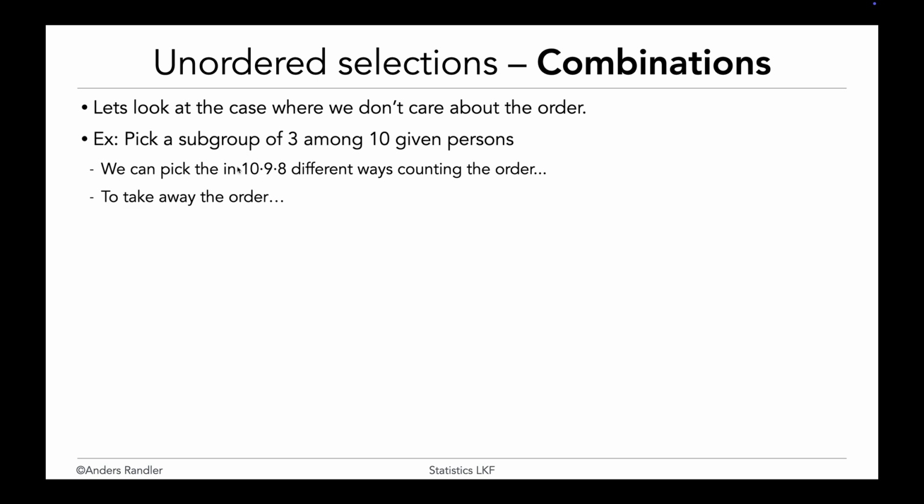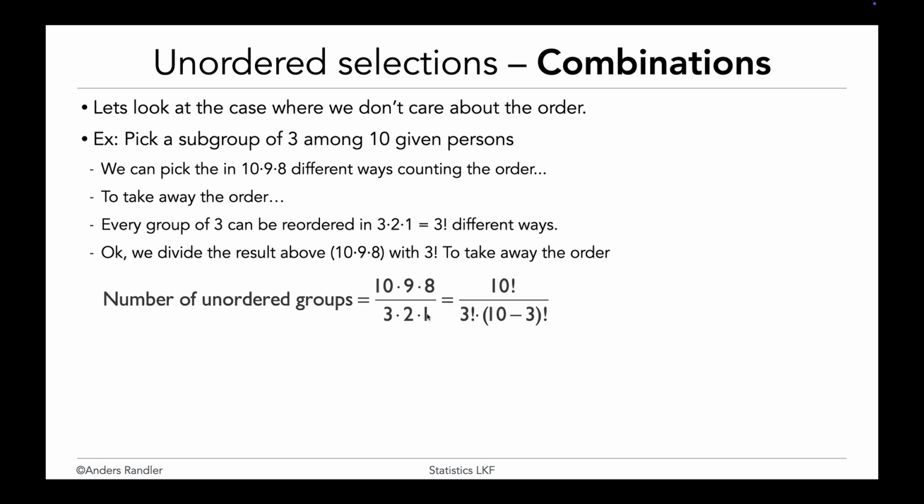But to take away the order of these, because obviously if you have A, B, C, and B, A, C, or C, B, A, they are all the same. And in how many ways can you reorder 3 items? Well, 3 factorial. We need to divide with 3 factorial. So this is what we get then.